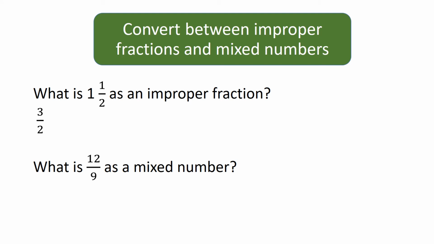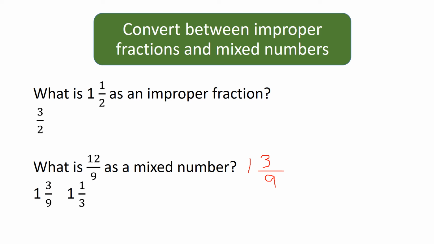What is 12 over 9 as a mixed number? Well, I'm going to see how many lots of 9 there are in 12, and I know there is 1. The difference between 9 and 12 is 3. So I think I've got something that looks like that. Let's see. Yes, 1 and 3/9.